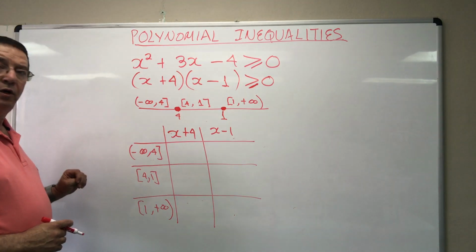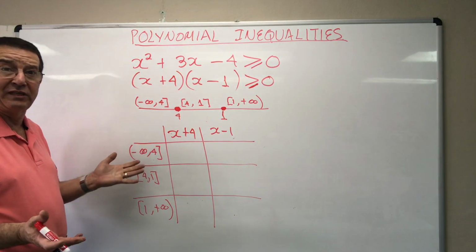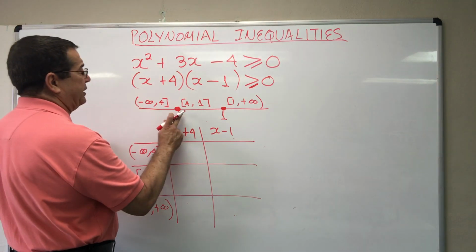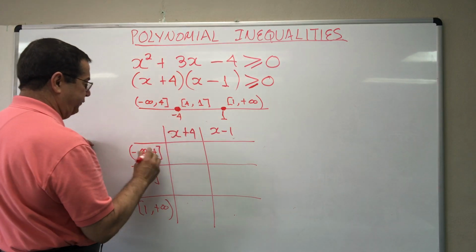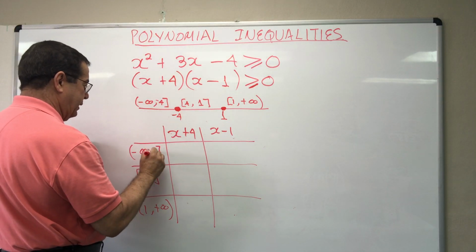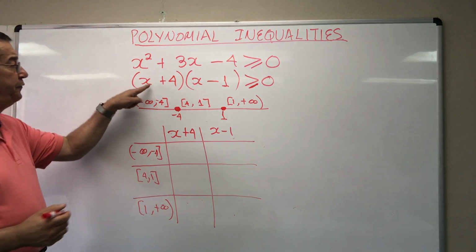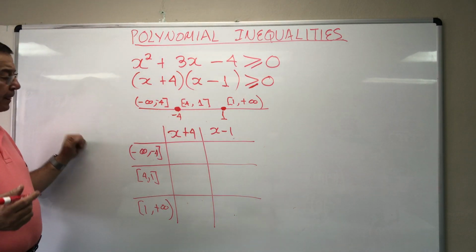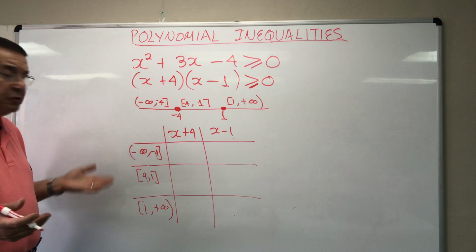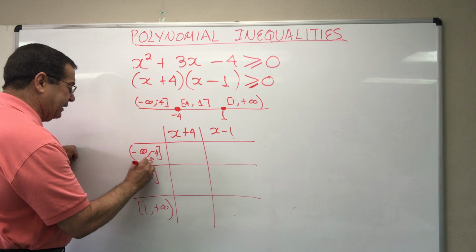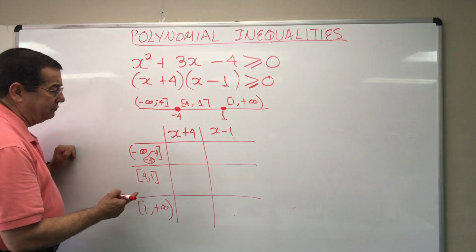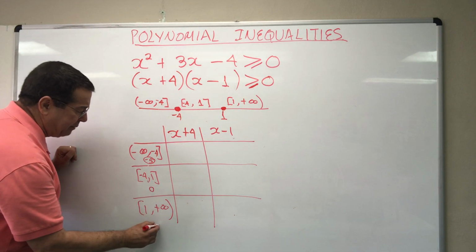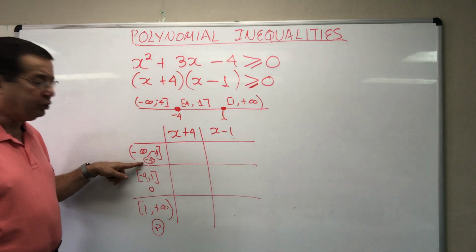When you create this table, you select any number between each interval. I'm sorry, this is a mistake here, it's negative 4. This factor is 0 when x is negative 4, and I have negative 4 to 1. Select any number less than negative 4, for example negative 5. Between negative 4 and 1, you can select 0. And greater than 1, maybe you select 2, whatever. These numbers belong to these intervals.